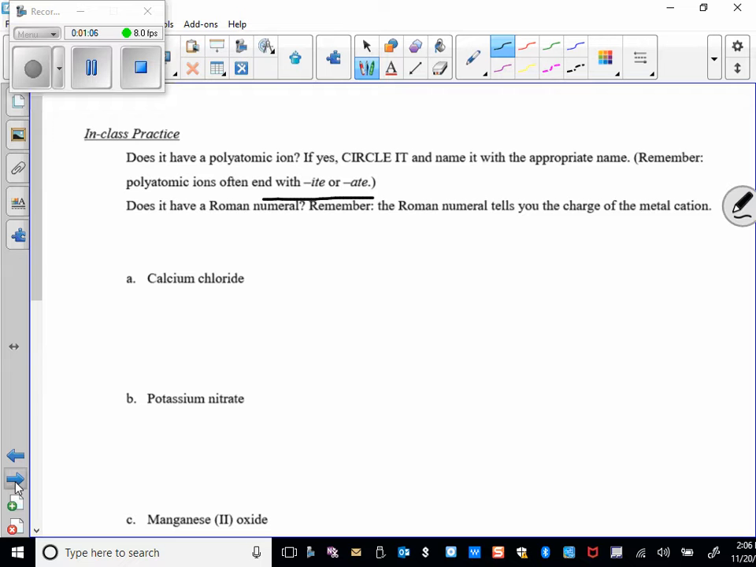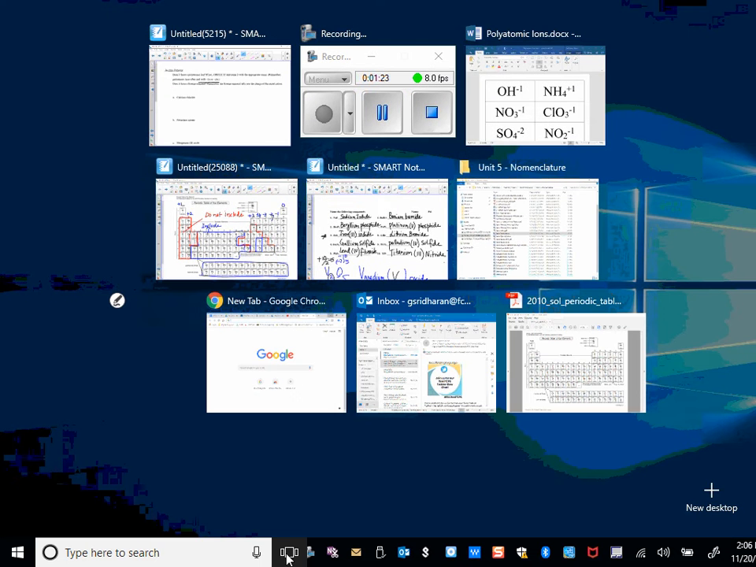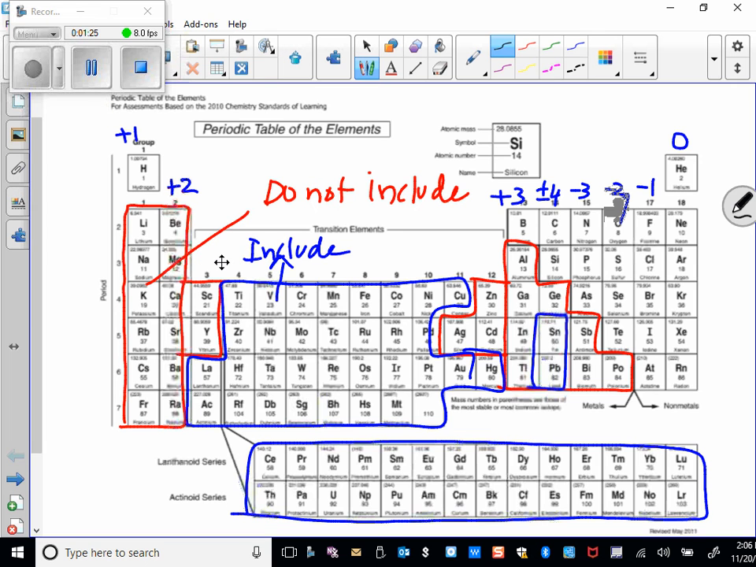Ammonium will be a cation, so it will be the first half of the compound, not the second half. Are we good? All right. So the name is given to me as calcium chloride. I now need to write the formula. All right. So I'll go to my periodic table. What is the charge on calcium? Calcium is a +2.